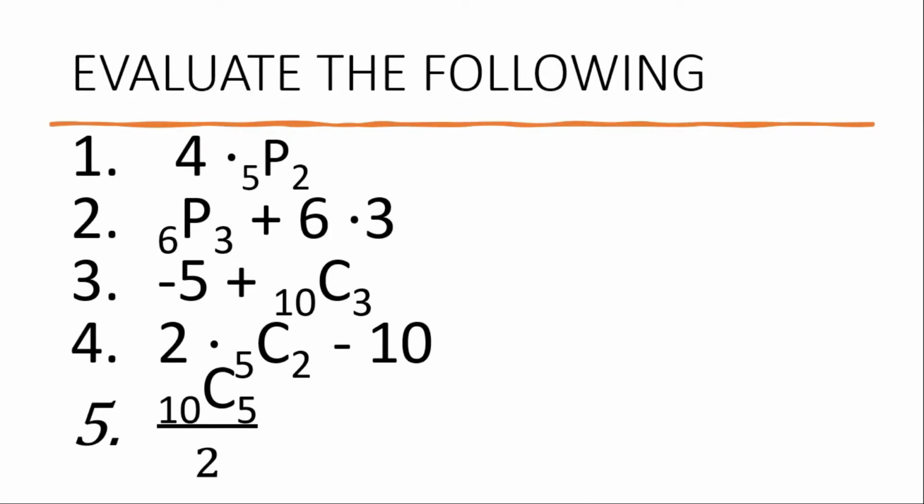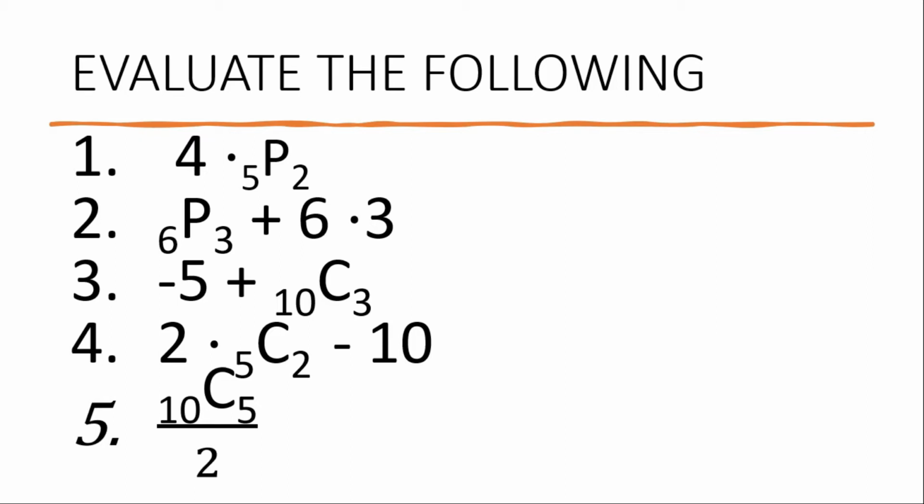To continue, let's try to evaluate the following. Number 1, 4 multiplied by permutation of 5 taken 2. Number 2, permutation of 6 taken 3 is added to the product of 6 and 3. Number 3, negative 5 plus combination of 10 taken 3.